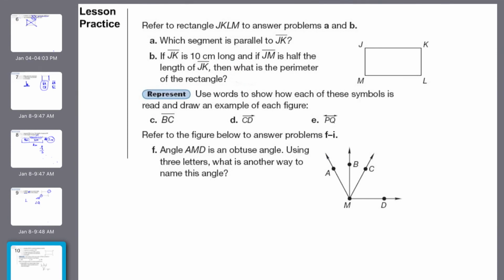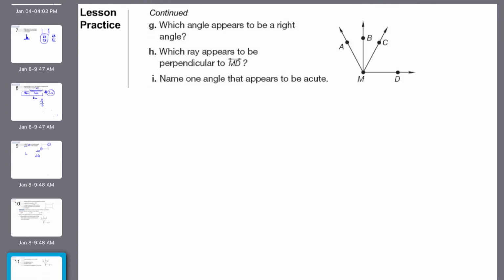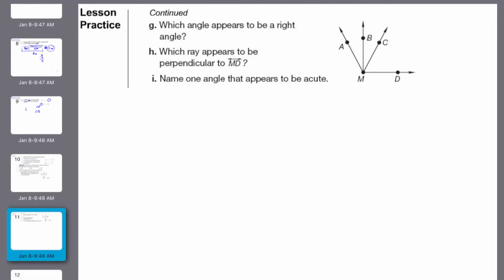All right, here's what your lesson practice looks like. Lots of practice using symbols and identifying what those symbols mean in lines, points, and quadrilaterals. And you have a few more there, all the way through I.